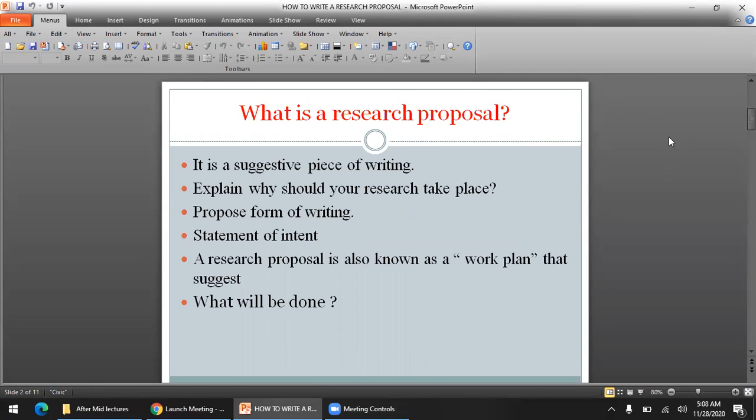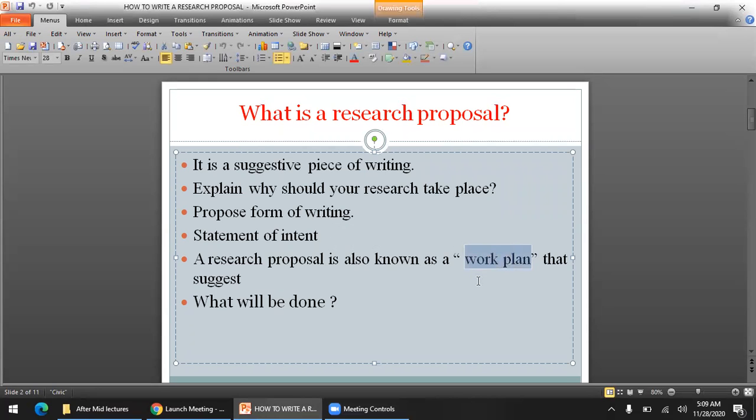What is a research proposal? First of all, we should know what a proposal is. It is a suggestive piece of writing that explains why your research should take place. It is also said to be a proposed form of writing, a statement of intent, meaning the intention in which you are going to do research. A research proposal is also known as a work plan. We can also say that it is a work plan that suggests what will be done.